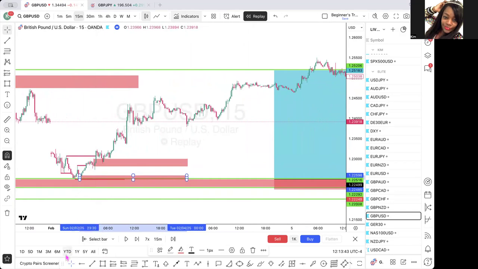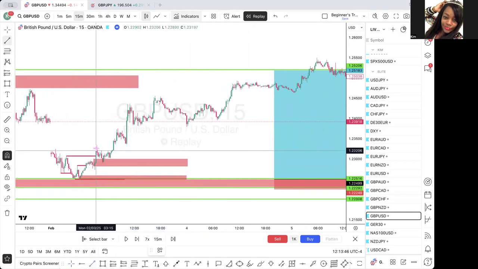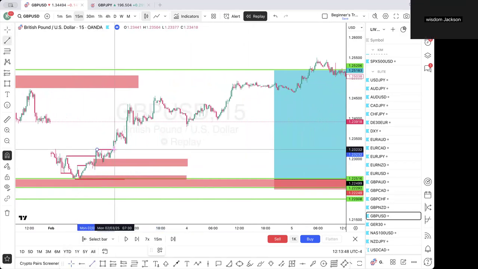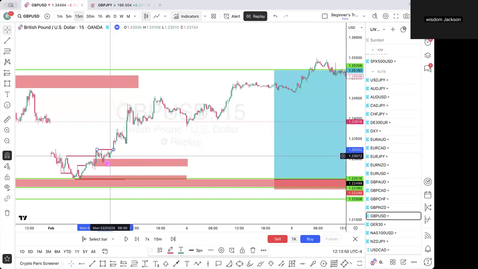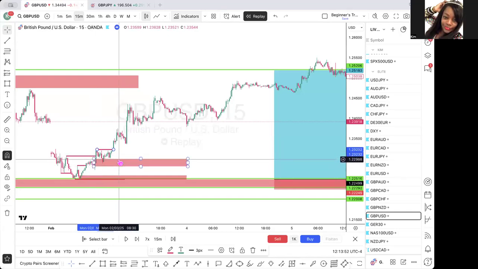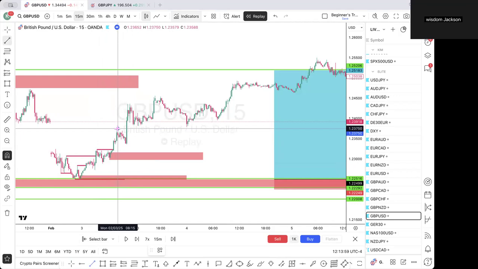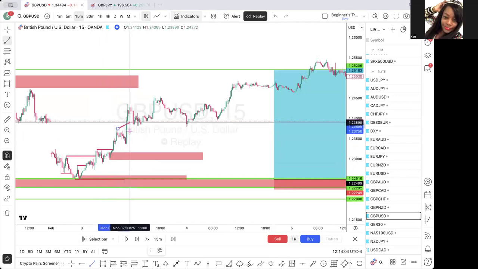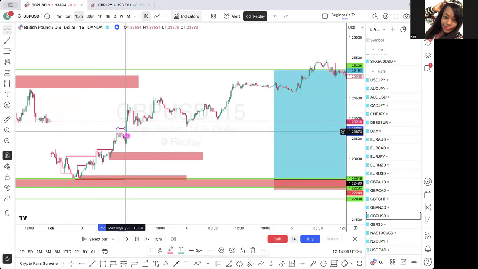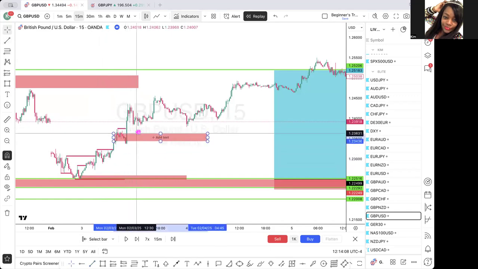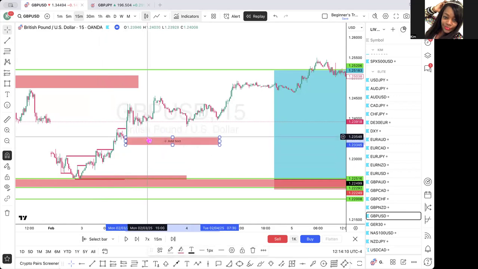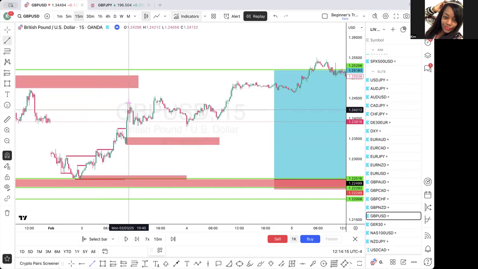Because once I saw this break, every time I get a break, I'm marking up my next demand zone. If it doesn't come back and I see another break, I see another, okay, there. I see another break, then I'm marking up my demand zone. And then I see another break.